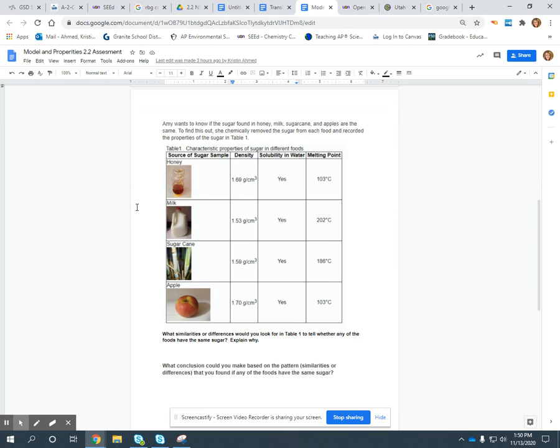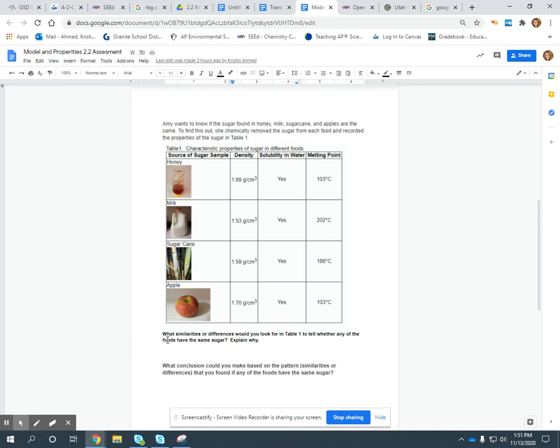On the second page, we have a scenario, and at the top it tells you kind of the story behind the scenario. It says, Amy wants to know if the sugar found in honey, milk, sugarcane, and apples are the same. To find this out, she chemically removed the sugar from each food and recorded the properties of the sugar in Table 1. So the properties that she recorded were the density of the sugar, the solubility of the sugar, and the melting point of the sugar.